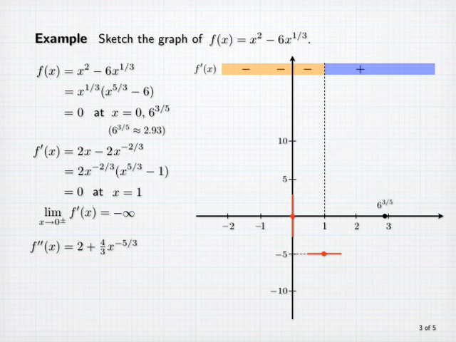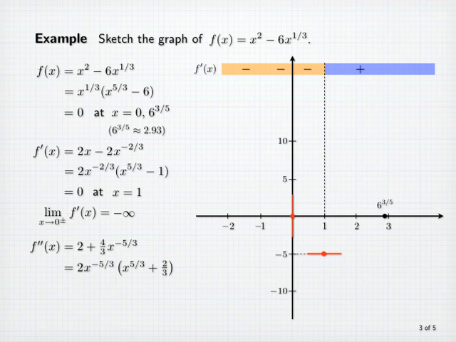Let's factor 2 times x to the minus 5/3 power from each term, revealing the factor x to the 5/3 power plus 2/3. So now let's notice that f double prime of x is undefined when x is 0, as it should be because f prime of x is undefined there.